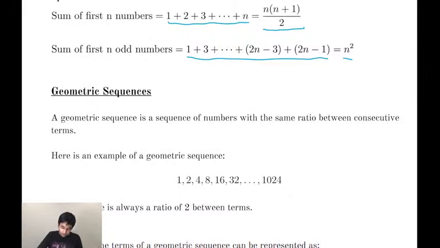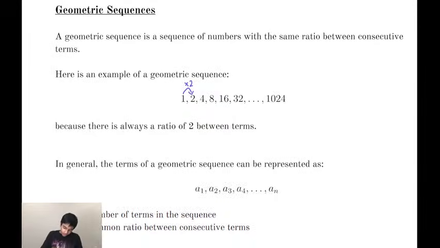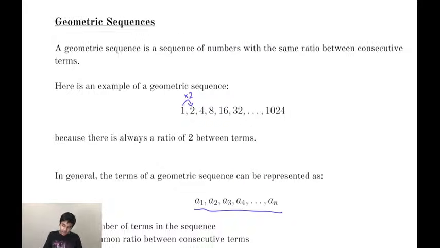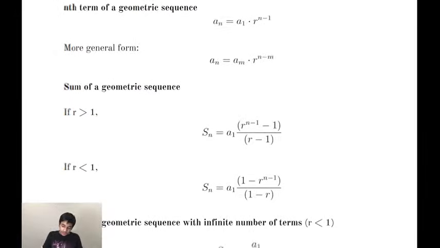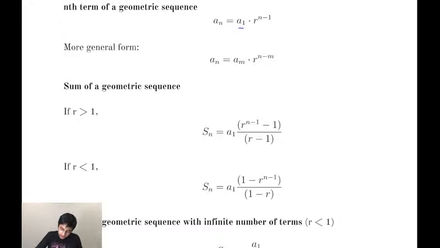So next we're going to talk about geometric sequences. This is where you have the same ratio between consecutive terms. For example, in this sequence, we multiply by 2 each time. And in general, the terms are a1 through an. n is the number of terms, r is the common ratio between terms. And then the nth term in a geometric sequence is the first term times r to the n minus 1, or in the more general form is there.